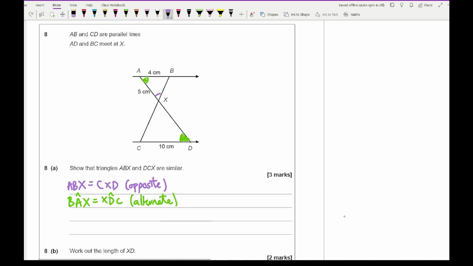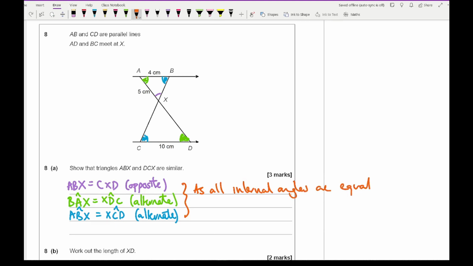And for the same reason, we can then say that this angle here is the same as this angle here. So ABX is equal to XCD because they are alternate. So therefore, as all internal angles are the same, triangle ABX and triangle CDX are similar.